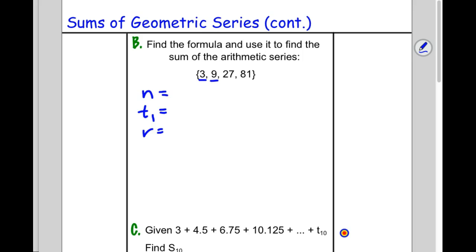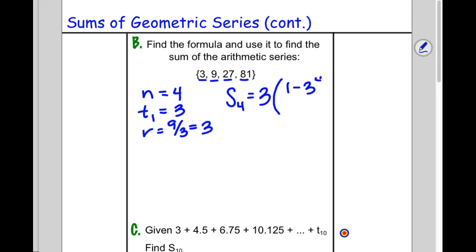N is 1, 2, 3, 4. Term 1 is 3. And r, we're going to take second term divided by first term, which gives us 3. So that means now we're going to find the sum of the first 4 terms, which is term 1, which is 3, times 1 minus our ratio of 3 to the 4th power over 1 minus 3. 3 to the 4th is 81.